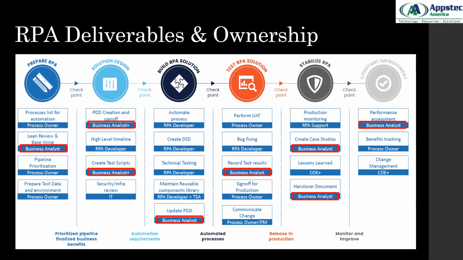And then to stabilize RPA, there are two roles involved. One is creating case studies and another is handover documentation. Creating case studies we've already seen. The entire documentation and the various test cases that we prepare need to be confirmed by the business analyst. Whatever manual or documentation needs to be moved to production, how to use the bot and what the usabilities and features are, needs to be created by the business analyst.